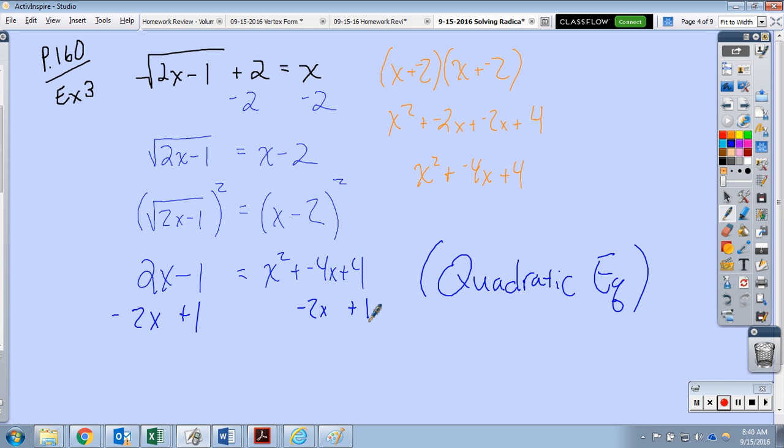Would anyone like to go from here? Go for it. I'm making this become 0. We want that to become 0. So we're going to try to factor it. It's 1.